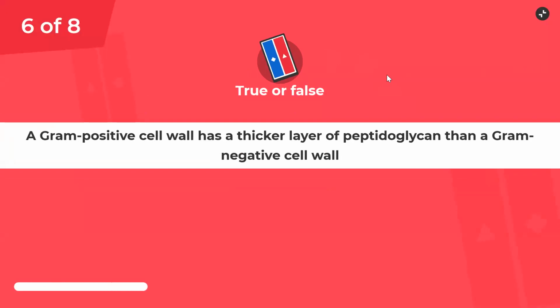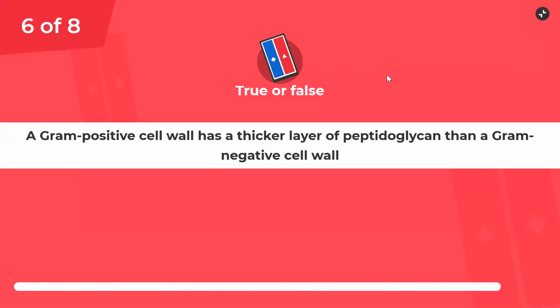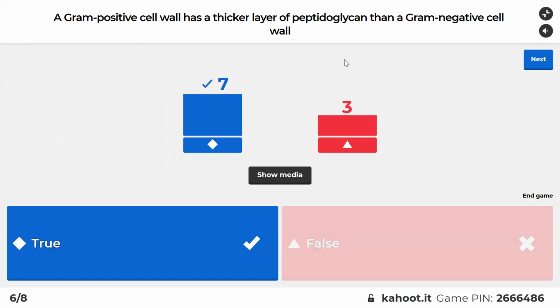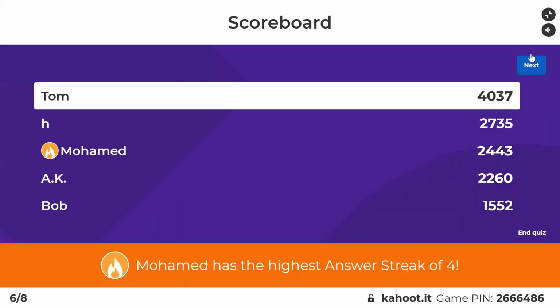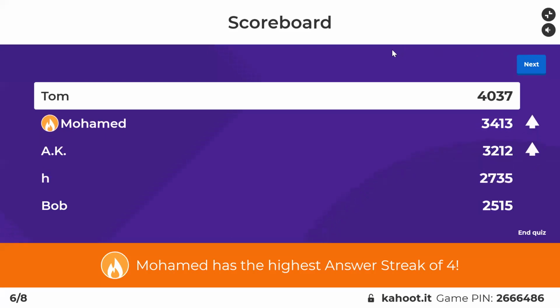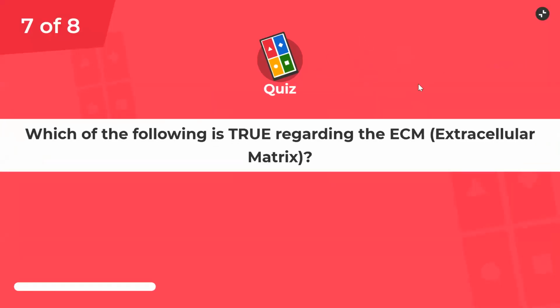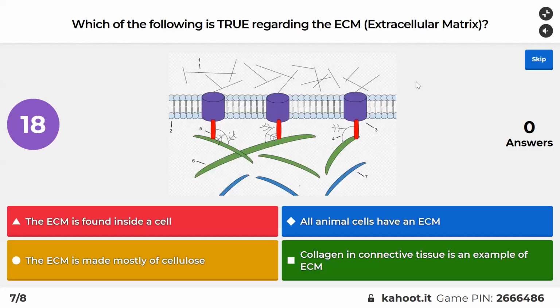Question 6, true or false? A gram-positive cell wall has a thicker layer of peptidoglycan than a gram-negative cell wall. True. Okay, that's good. Some people were listening. That was today. Question 7. Which of the following is true regarding the extracellular matrix?